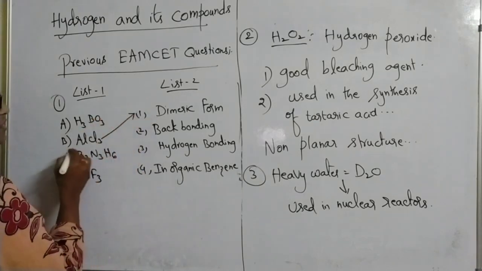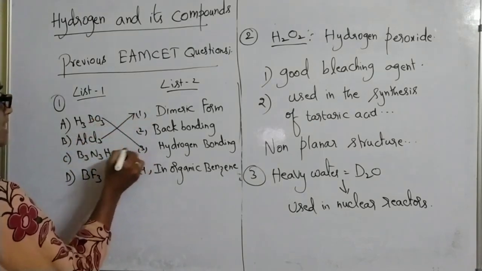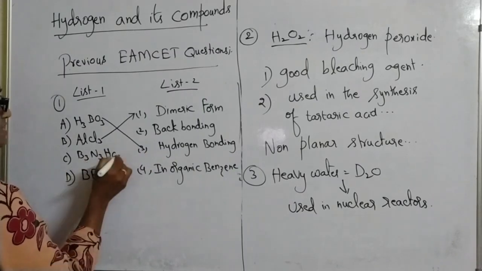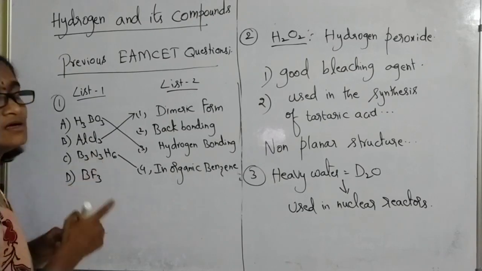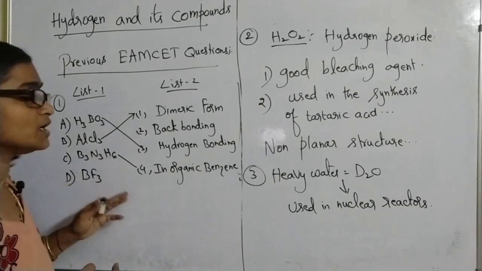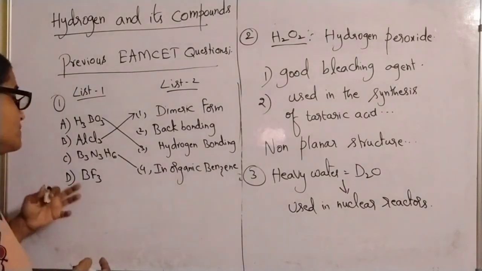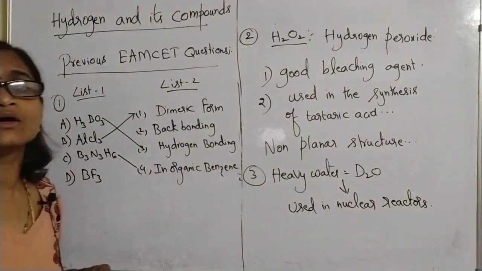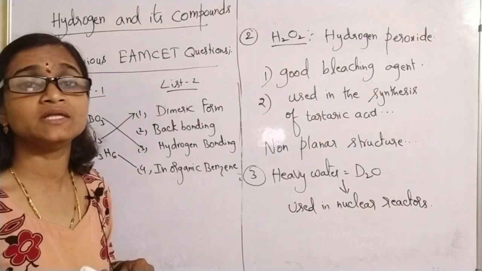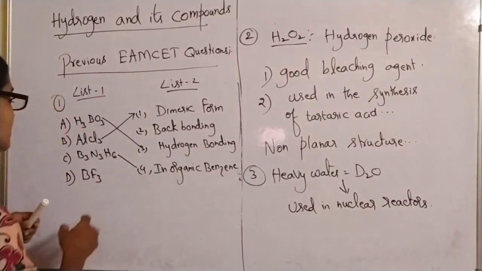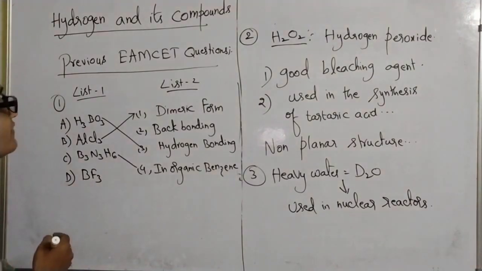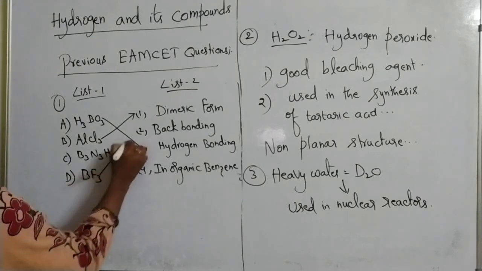Here H3BO3 will have hydrogen bonding, and B3N3H6 means it has the same structure as that of benzene. So it is called as what? Inorganic benzene. B3N3H6 means what? Borazole. Please remember, B3N3H6 means borazole. Okay, so BF3, what is left for BF3? BF3 will have back bonding.